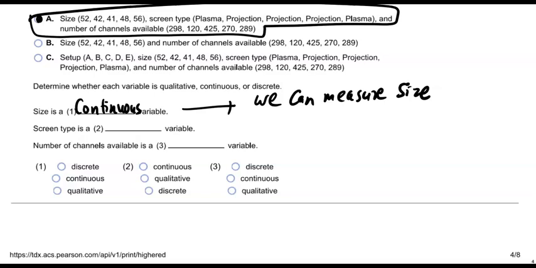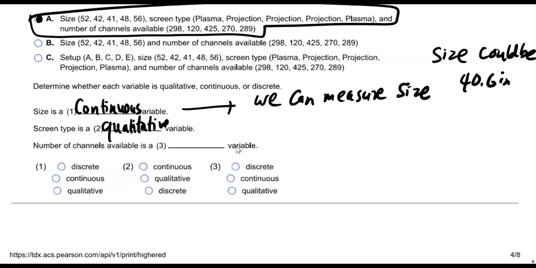Remember, the size could be what? Size could be 40.6 inches. You can make a television of this size. It's possible to make it like this size, right? So this is a continuous variable because it's not countable. We cannot count size. We have to measure the size. Screen type is obviously a qualitative variable.